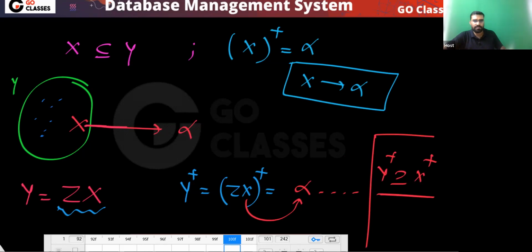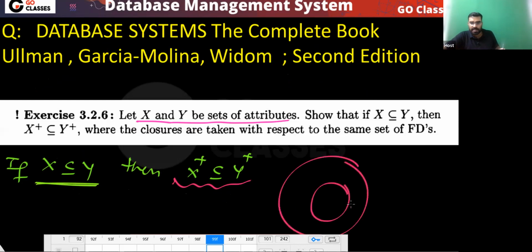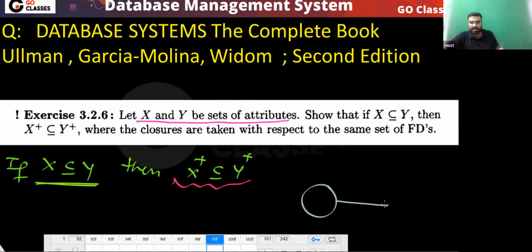So this is an easy question. If X is a subset of Y, then definitely X plus will be a subset of Y plus. It is very simple: if this small circle can determine something, then this bigger circle will determine something more, something bigger.